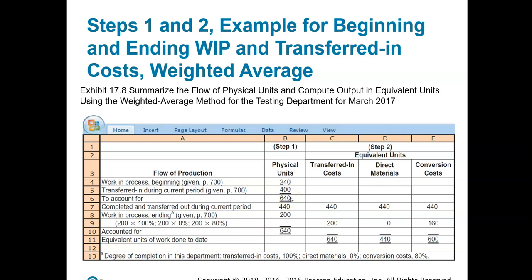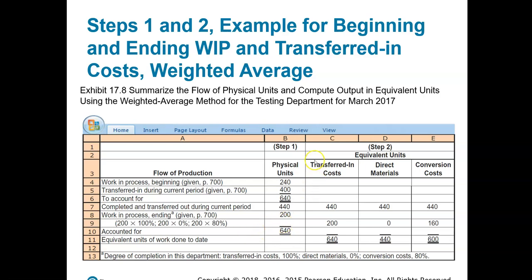Now, under the weighted average method, remember, we just figure out how many total units that we complete and transfer out during the current period. We didn't separate it between those from work in process beginning and then those that were transferred in during the period. So we're just getting a total completed and transferred out, 440. So if we have to account for 640 units, 440 were transferred out to finished goods. That means we have 200 units in ending inventory. And so now we not only determined how many units we had to account for, 640, we also accounted for them.